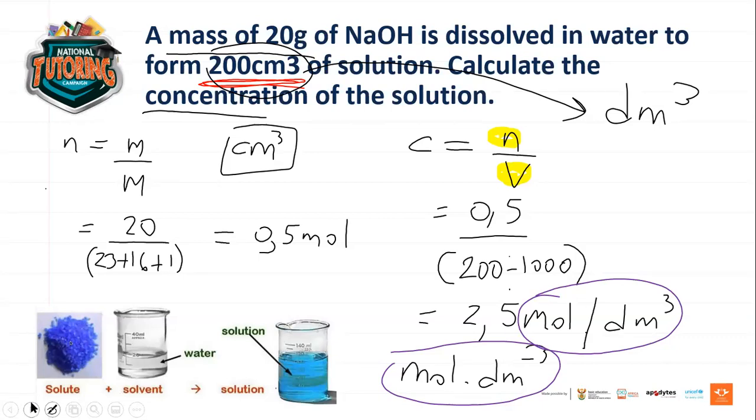So that's how you work out concentration. You need the number of moles and then you need the volume. And you've got to make sure that the volume is in decimeter cubed. So if they give it to you in centimeters cubed, you are going to convert it into decimeters cubed. Okay. And then just some terminology to learn and to study.